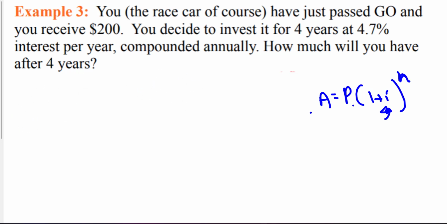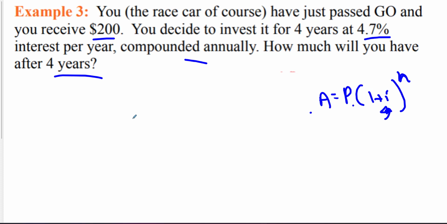All right. Here we have an example where you pass go and you receive $200. I'm guessing they're playing Monopoly. You decide to invest it for 4 years at 4.7% interest per year, compounded annually. How much will you have after 4 years?